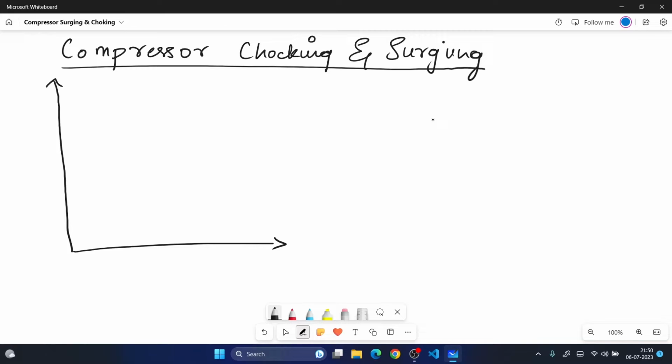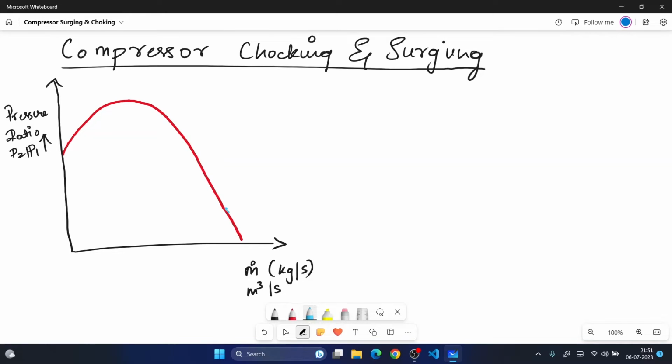On the y-axis, we have the pressure ratio, that is P2 by P1. It is unitless since it is a ratio. On the x-axis, we have mass flow rate. It may be kg per second or meter cube per second, or whichever unit of flow rate you require. When we look into the performance curve of the compressor, we get a graph like this. This region, we'll call a separate region.